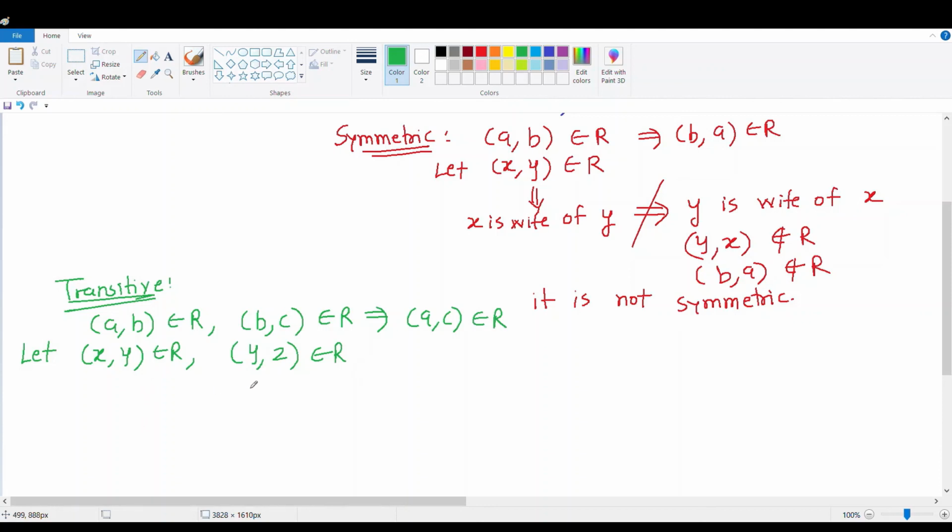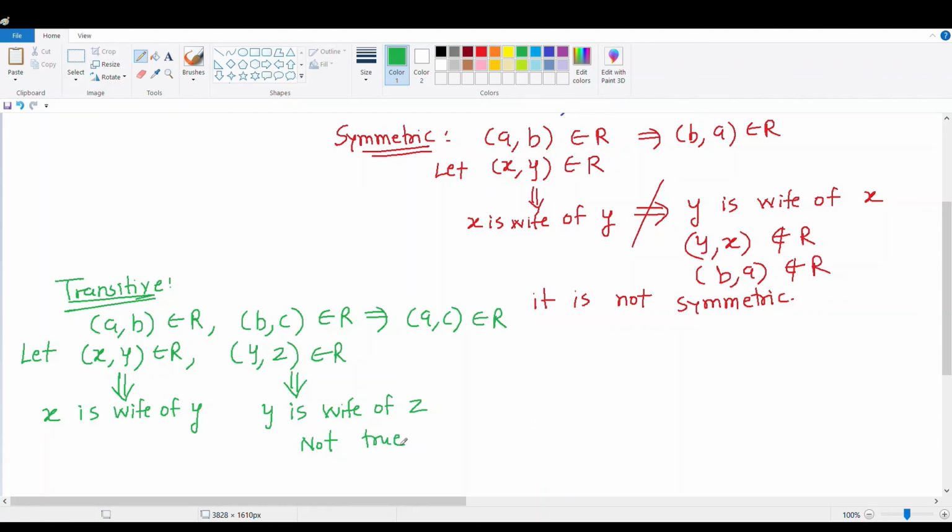Okay, so let's first see whether this is going to be true or not. If (X, Y) belongs to R, then we are saying that X is wife of Y. Yeah, that can be true. And then if (Y, Z) belongs to R, that means we are saying Y is wife of Z. So if X is wife of Y, then Y is a husband. How can Y be the wife of Z? So not true, and if this is not true, then we cannot go forward.